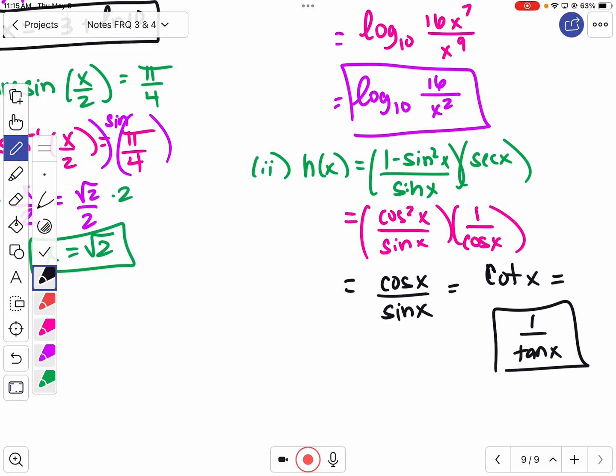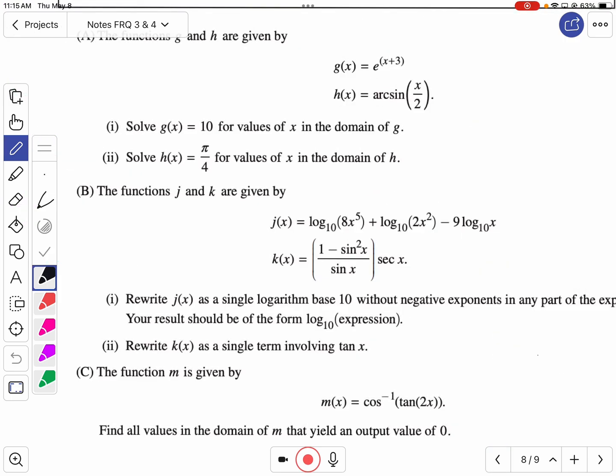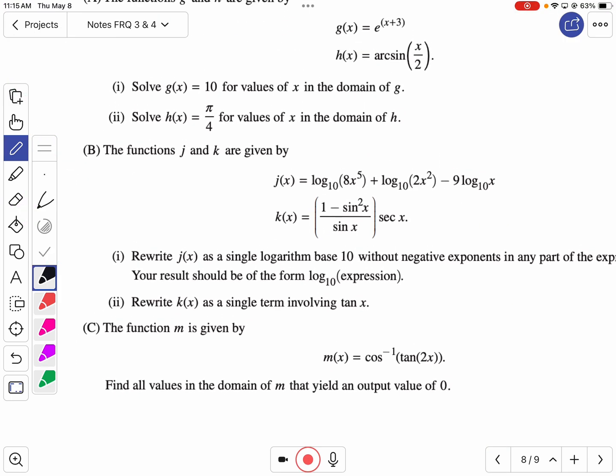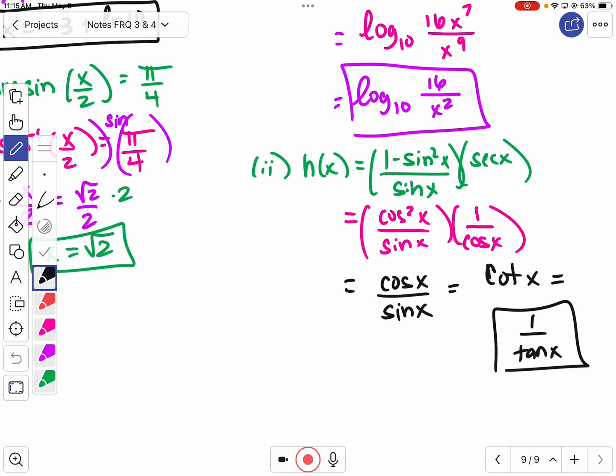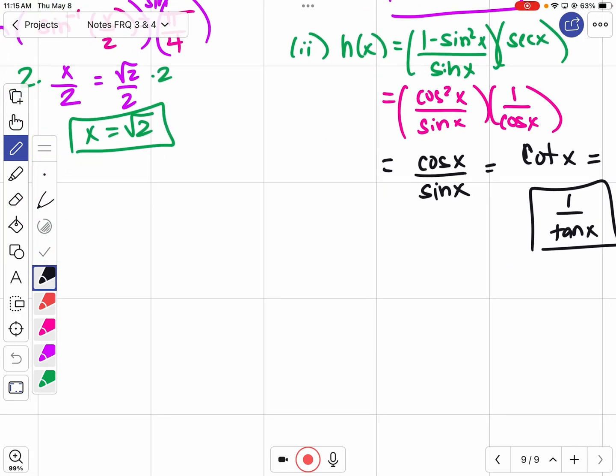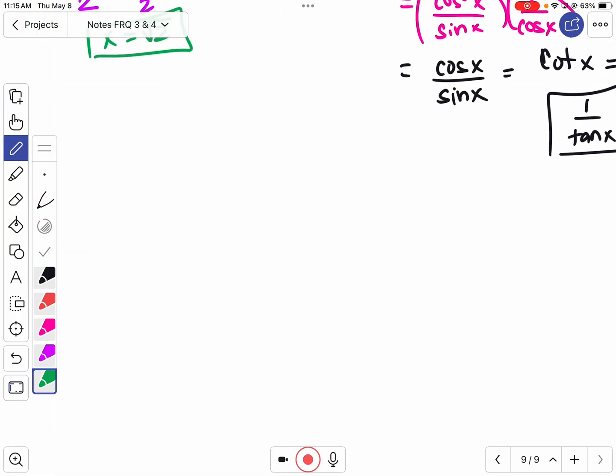All right, let's look at this last piece. So this time they give you m of x equals inverse cosine of tangent of 2x. Where does that equal 0? Let's just play around and see what happens. I'm going to jump down here to the bottom. So for part C, thank goodness it's just one question, and there's a reason why. So we want to know, where does cosine inverse of the tangent of 2x equal 0?